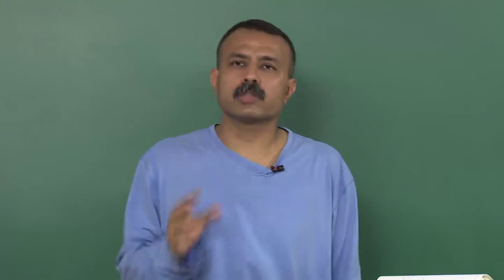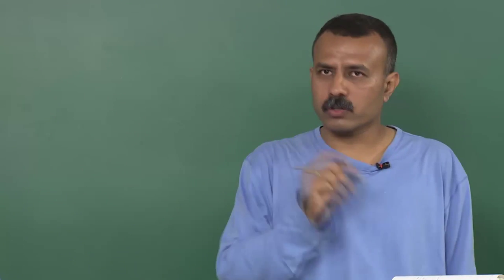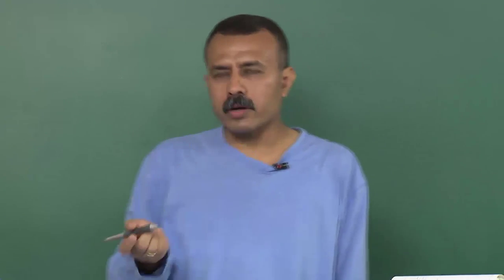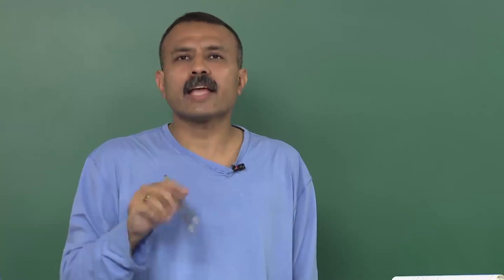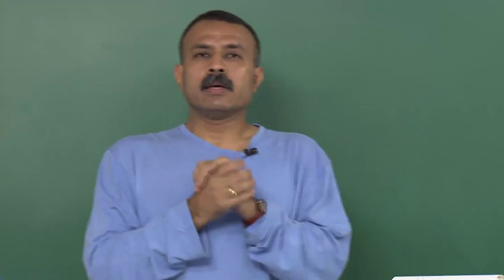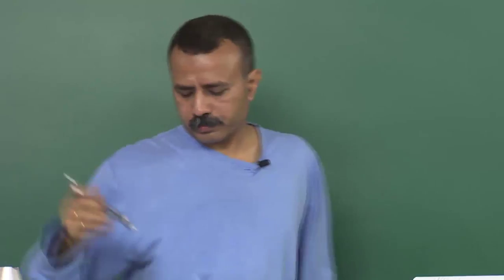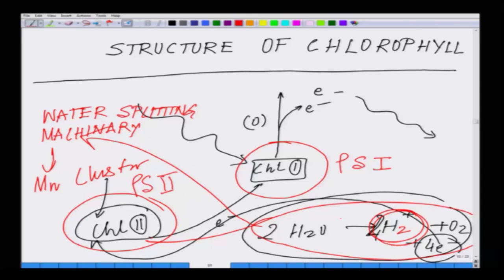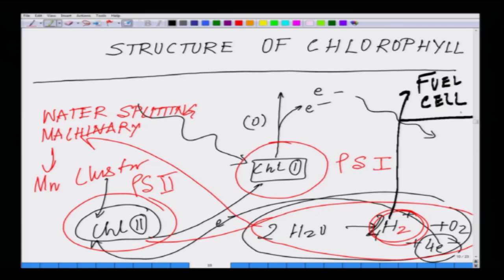But in order to understand this whole process, we first have to understand the structure of the chlorophyll. You might wonder what the catches of this game are. Just to give you a global perspective, if we could split water the way a plant does, which is probably the most efficient means, then we can produce a lot of hydrogen. This is one of the challenging problems. This hydrogen could be used for fuel cells, which we are going to study once we finish the manganese cluster.